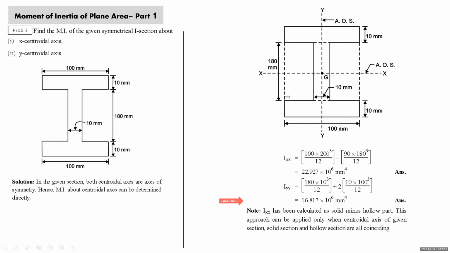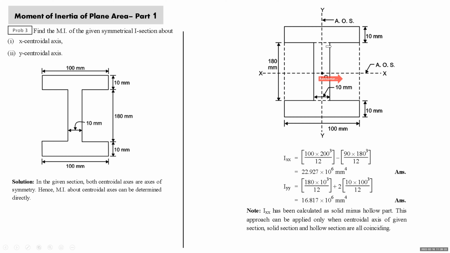What is the moment of inertia of the solid part? Solid is 100 into 200 cube by 12 about the x-axis. If the entire area is solid, then the moment of inertia of this solid rectangular part about the x-axis is 100 into 200 cube by 12, minus the hollow part. The total width is 100, minus 10 is 90. This hollow and this hollow put together have width 90, so minus 90 into depth 180 cube by 12. So this way Ixx is obtained.